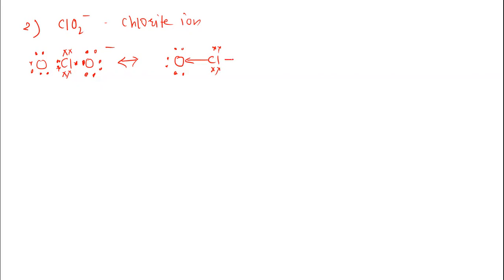Now there is one bond here with the neighboring oxygen atom, and these electrons on the oxygen carry the negative charge. So this is the electronic dot structure. On the basis of this electronic dot structure, now we have to find out the steric number. To find the steric number, first of all, find the number of bonding pair electrons.